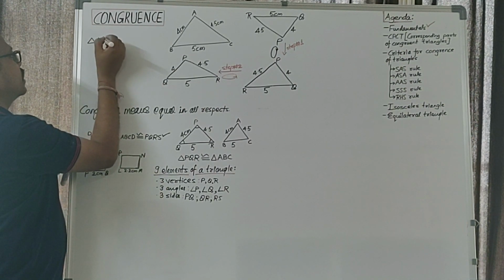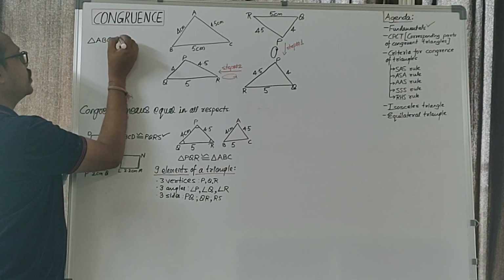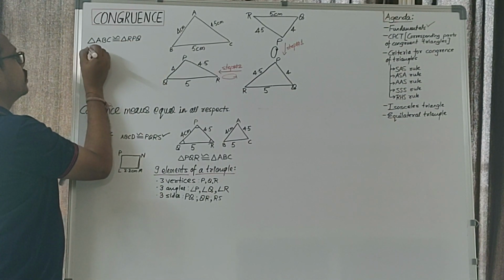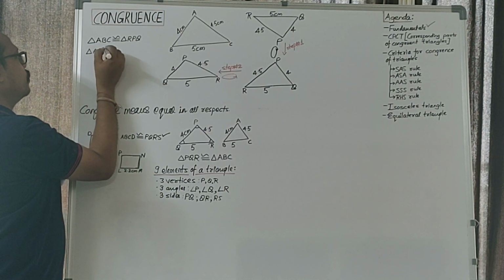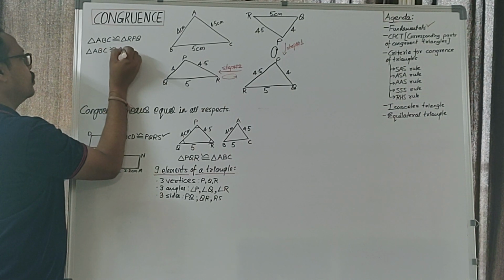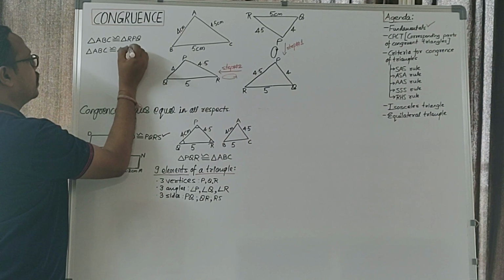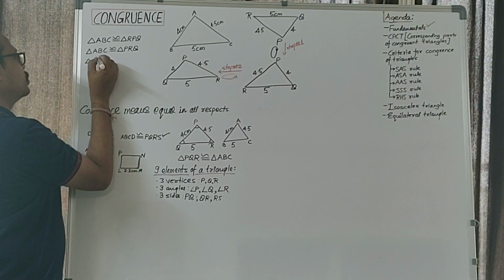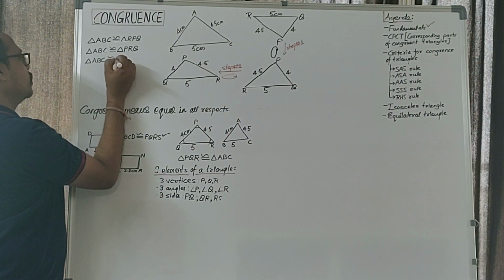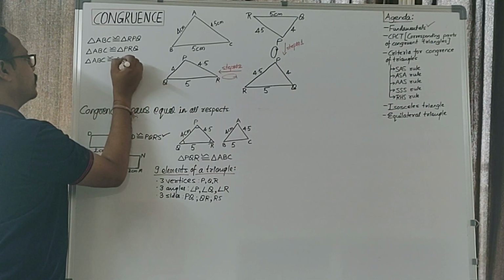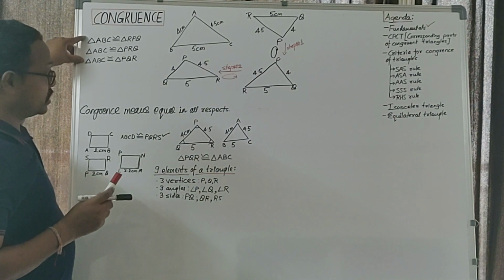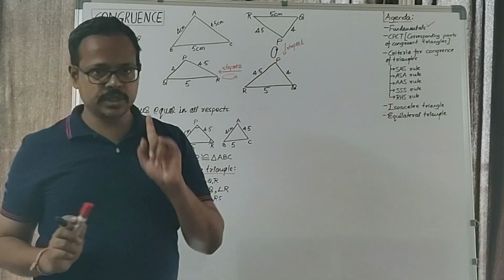I will write triangle ABC is congruent to triangle RPQ is correct, or you should write this way. ABC is congruent to triangle PRQ, or you should write this way. Triangle ABC is congruent to triangle PQR. What is correct? Which of these three statements is correct? Only one of the statements is correct, let me tell you.